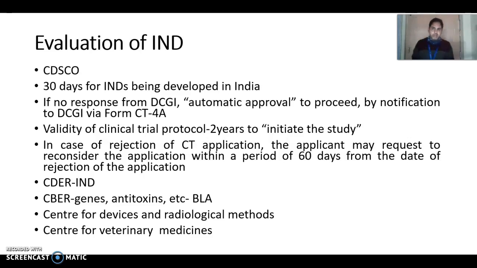So now in NDCT 2019, a fixed timeline of 30 days has been mentioned. If within 30 days your sponsor doesn't get any response from DCGI, then that protocol will be considered as an automatic approval to proceed. But it doesn't mean you can start immediately. You have to notify the DCGI by Form CT4A. As I told you when we discussed different forms, CT4A is the form through which you have to notify the DCGI. If you didn't get any response within 30 days, then you have to inform the DCGI you are going to start your clinical trial, and it will be considered as an automatic approval.